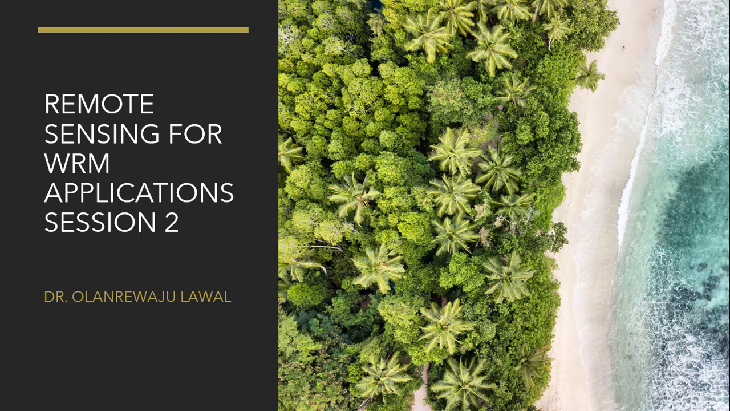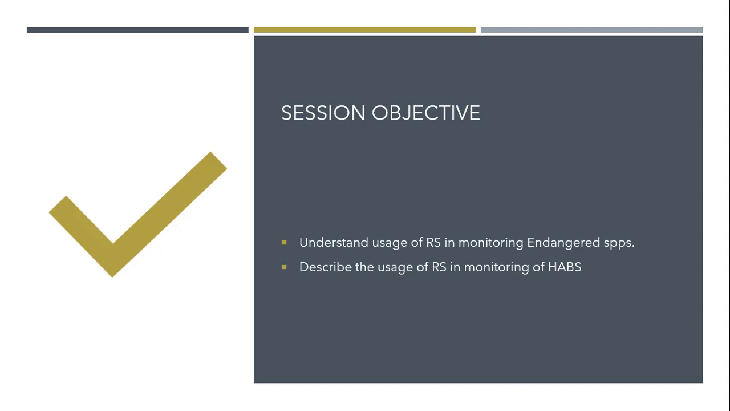For this session, the second session of remote sensing for water resource management applications, we are going to be looking at examples of remote sensing in monitoring of endangered species and also the monitoring of harmful algal blooms, HABs. So these are the two objectives that will guide our session for today.